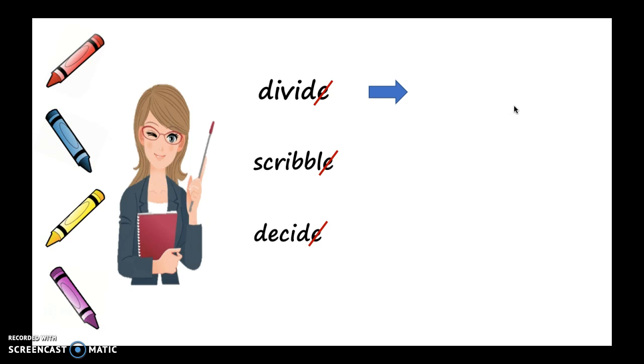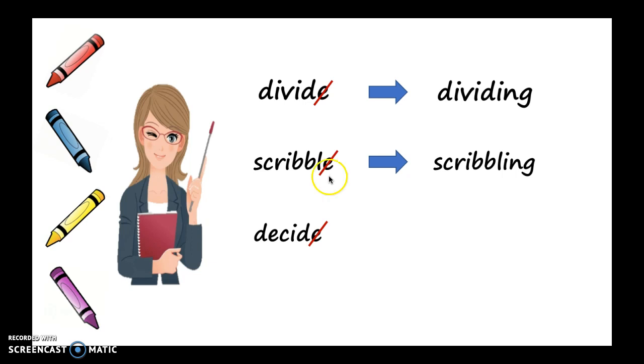Let's check. If I drop the E in divide, divide becomes dividing. If I drop the E or get rid of the E in scribble, my word now becomes scribbling. If I get rid of the E in decide, my word now becomes deciding. Do you see how we got rid of the final E in all of those words before we added on ing to our words?